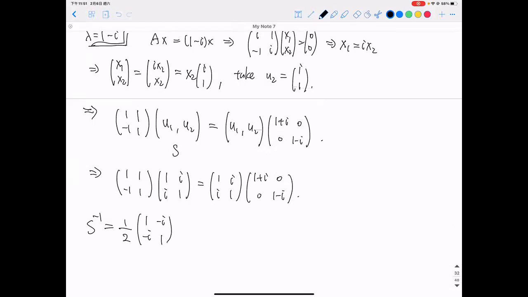Now it remains to talk about the special case. There's a special case of matrices that we are guaranteed to be able to diagonalize. That's the topic of the next lecture.